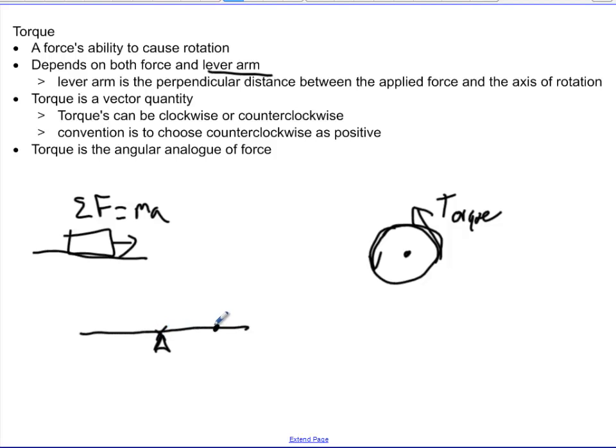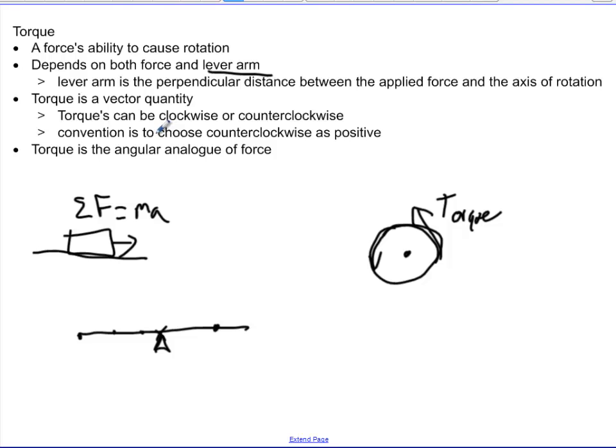If we had something over here and we wanted to balance it with a force over here, we could use a big force really close, or we could use a small force further away. And we're going to talk a little bit more about that in a minute, but lever arm is that perpendicular distance between the applied force and the axis of rotation.